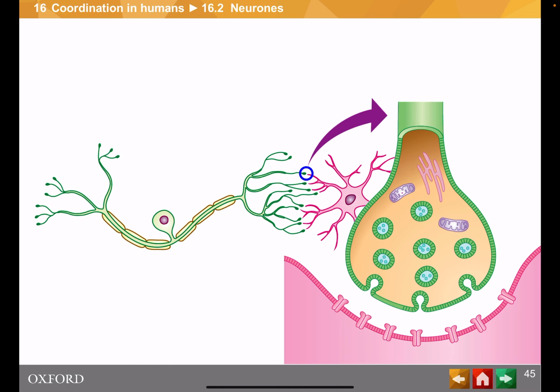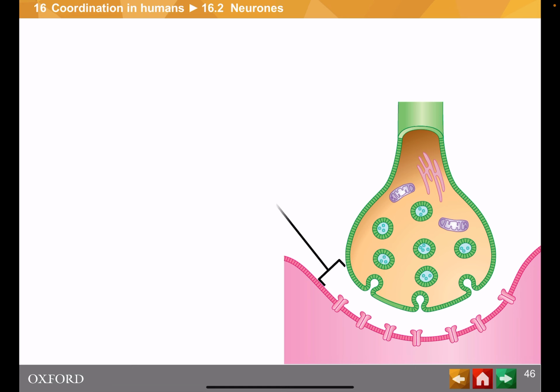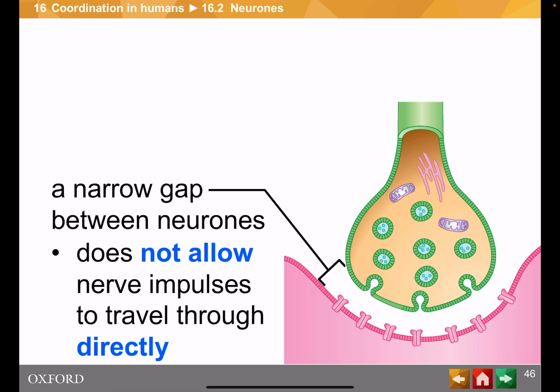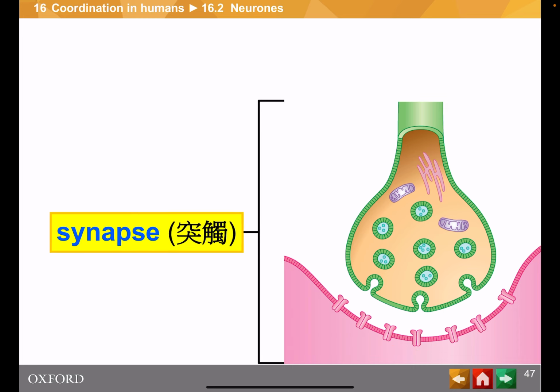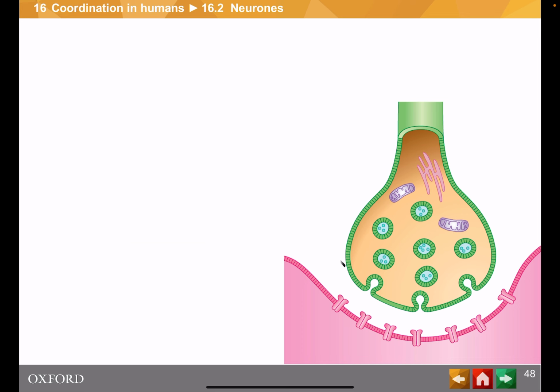Now let me explain the structure once again. The whole structure we call a synapse. This is the axon of one neuron, and this is the dendron of another neuron. This narrow gap between neurons does not allow nerve impulses to travel through directly. The whole structure is called a synapse.